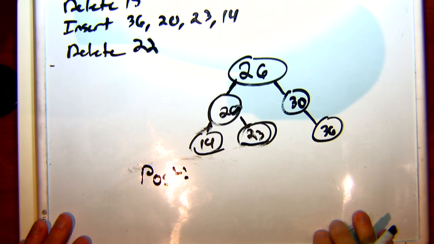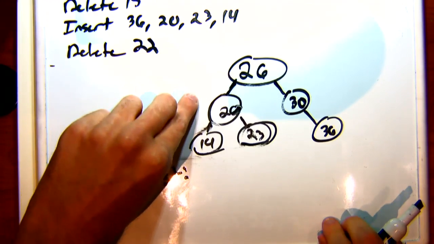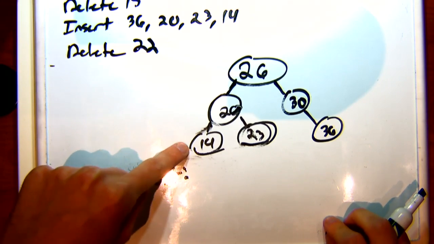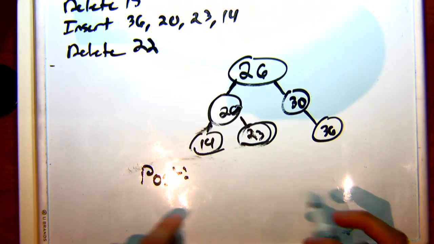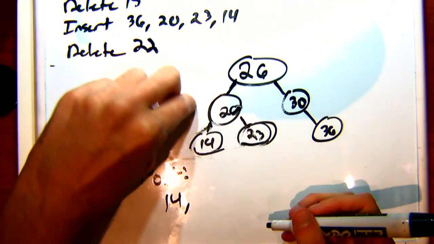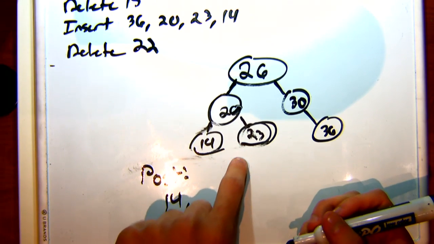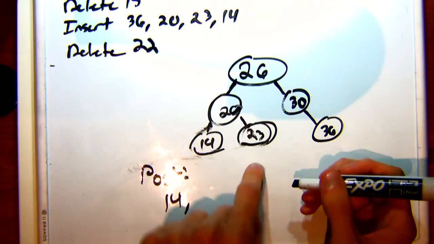So the last one, post order, is the one where we go left, then right, then we print out. So we're going to go 26, left, 20, left, 14. Then we're going to try to go left, we're going to try to go right, and we're going to print 14 out. Then we're going to come back, we're going to see 20, but we're not going to print it out yet. We're going to go right to 23, try to go left, try to go right. We're going to come back to 23.